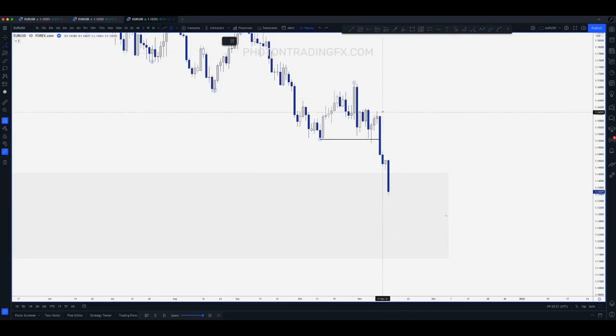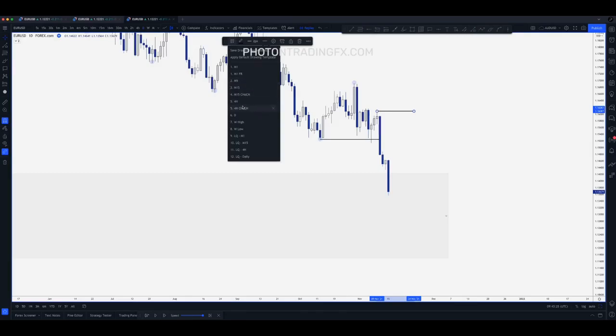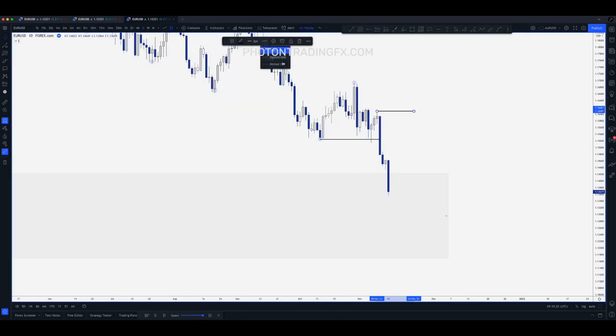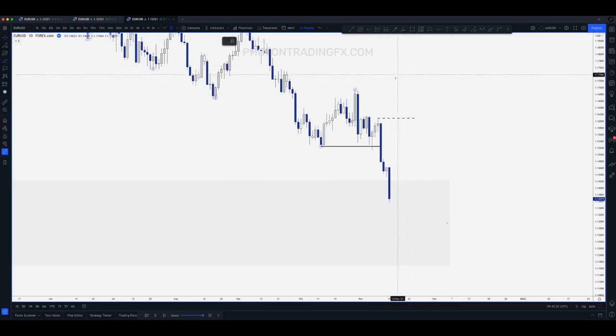So for there to be a bullish daily change of character, that would be the high that I would need to see go up here, okay? So let's just make this a dashed line so you can separate that, okay? So this is the swing range I'm in.